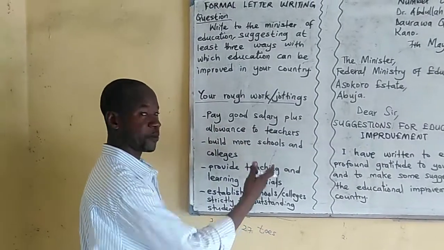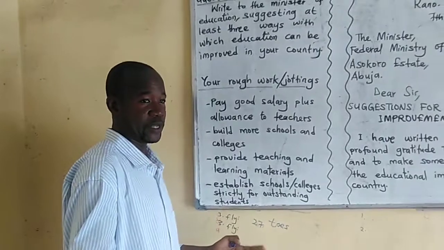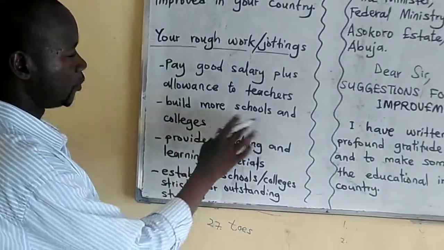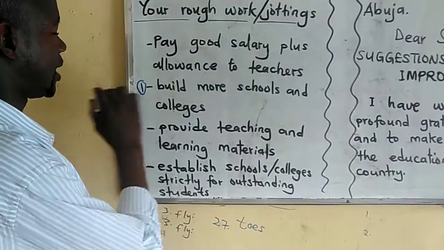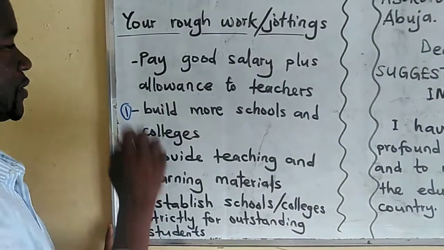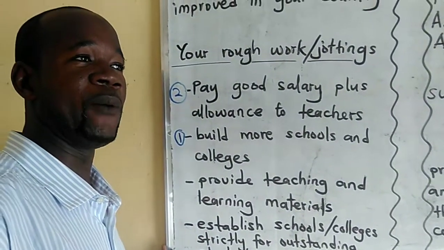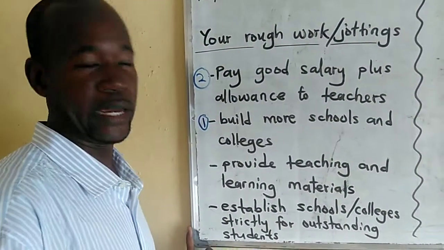So considering these points, let's see which point should be the first. My suggestion to you, listeners, I think it should be build more schools and colleges. So we give this one point number 1, and then pay good salary plus allowance to teachers. Yeah, because human beings work best when and where there is motivation and encouragement.